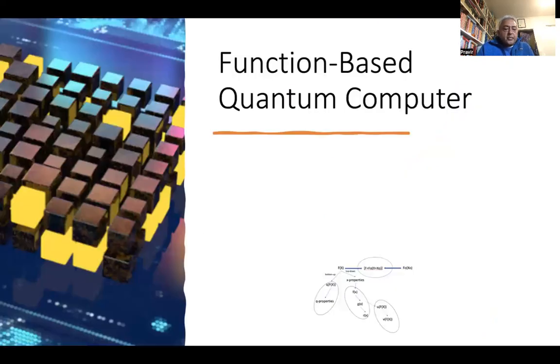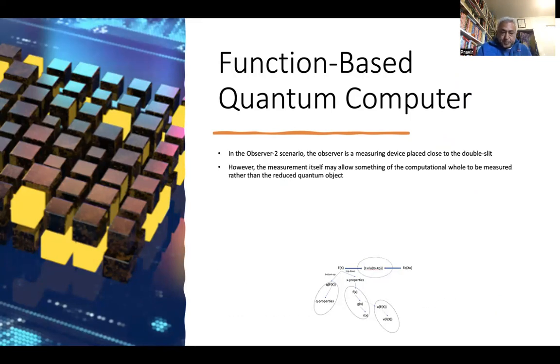When we consider scenario 2, then we actually are looking at a different kind of technology, what I'd call a function-based quantum computer. And as a reminder, this is when you place a measuring device close to a double slit. Then, depending on how the measurement takes place, you could be allowing more of the computational whole, the quantum computational whole, to be measured.